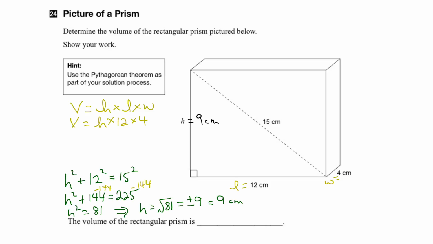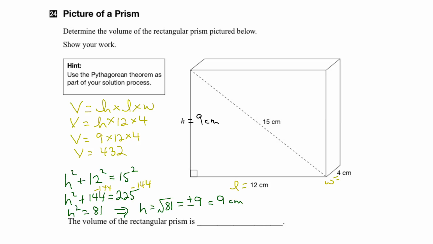Alright, now what we could do is go back up to our volume formula and plug in our value for h, which is 9. So 9 times 12 times 4 will be the volume of the rectangular prism. And when we work that out, the volume is going to be 432.